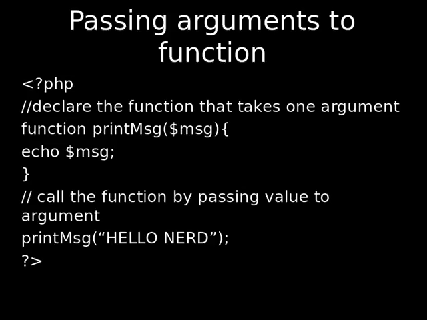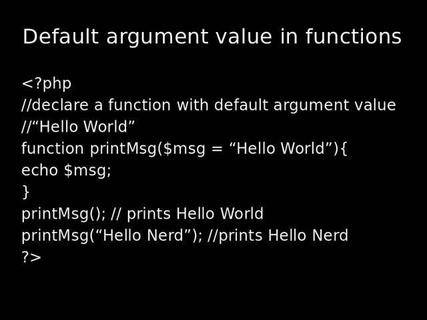Default argument value in functions. Declare a function with the default argument value "Hello World": function printMessage($message = "Hello World"), echo $message. When you call the function printMessage without any argument, it prints Hello World. Otherwise, it prints the message that is passed as the argument, as in the second case, which prints Hello nerd.